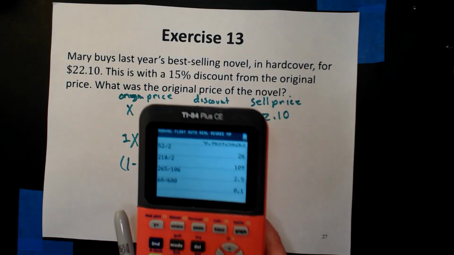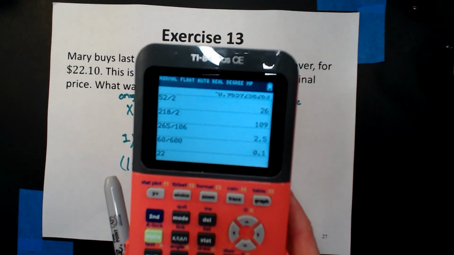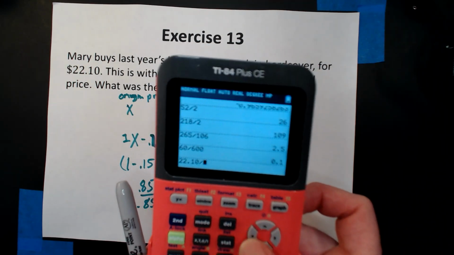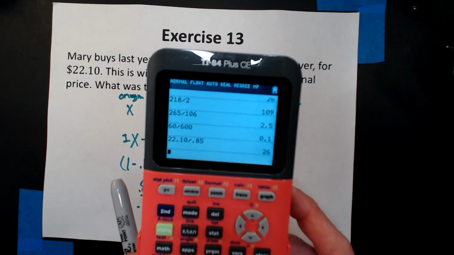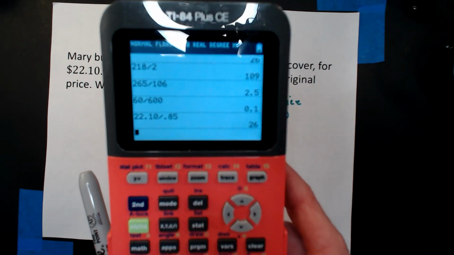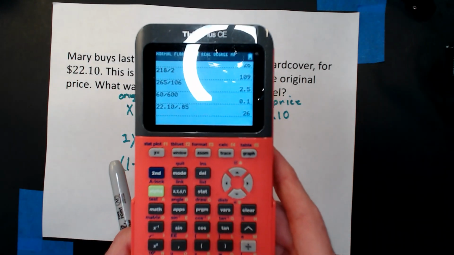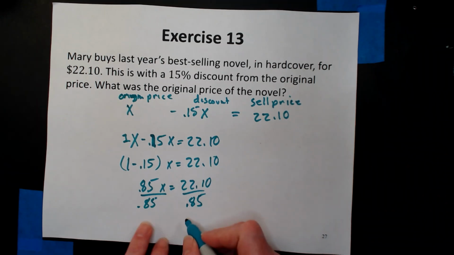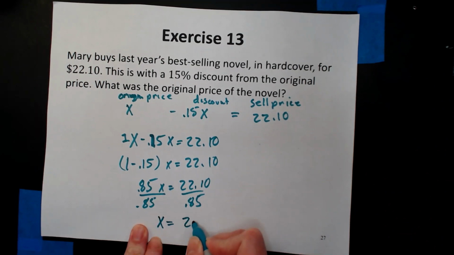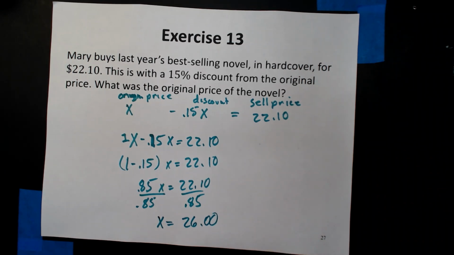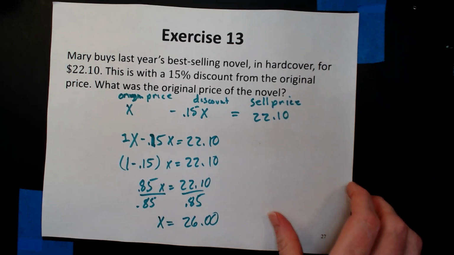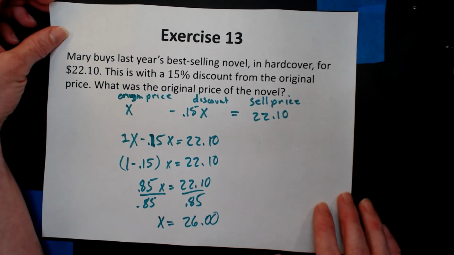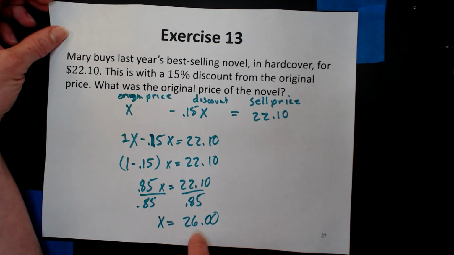And so that would be 22.10 divided by 0.85, which is 26 even. A lot of times these answers in homework will come out to nice even answers, but that's not always guaranteed. If you don't get a nice answer back out for the original price, in this case $26, check your math. You may have made a mistake. You could get decimals or fractional cents, but usually they give whole number prices.